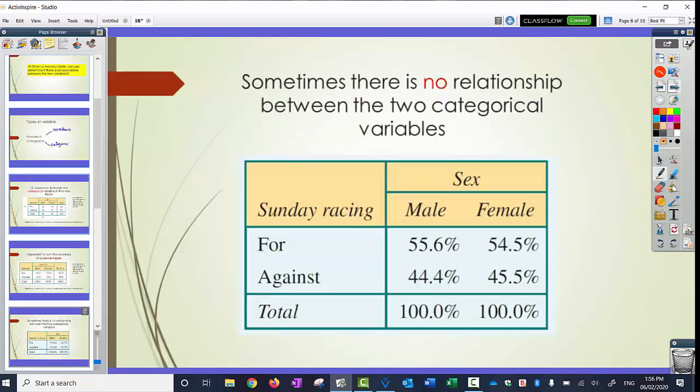Now, next is another one. Sometimes there is no conclusion you can come to. And they gave this table as an example. So why, in this table, is it not possible to come to any conclusion about, in this case, gender attitude towards Sunday racing?